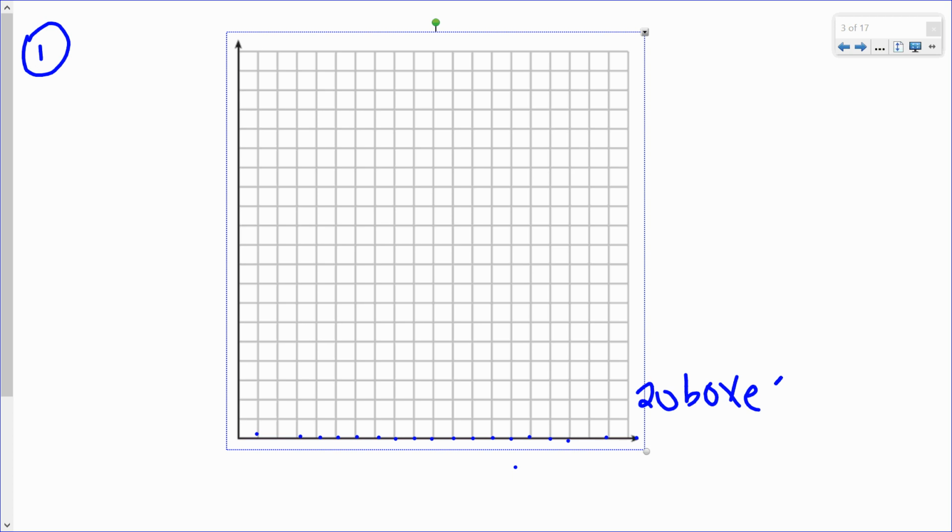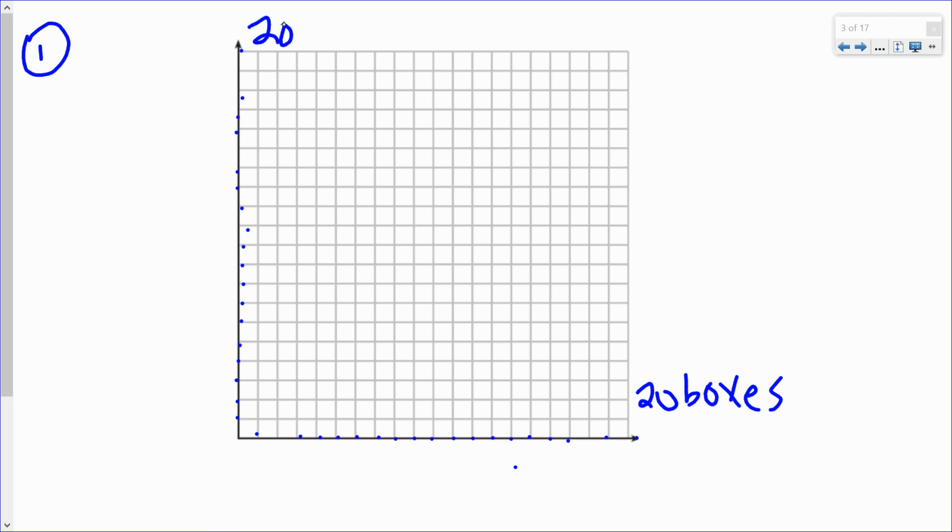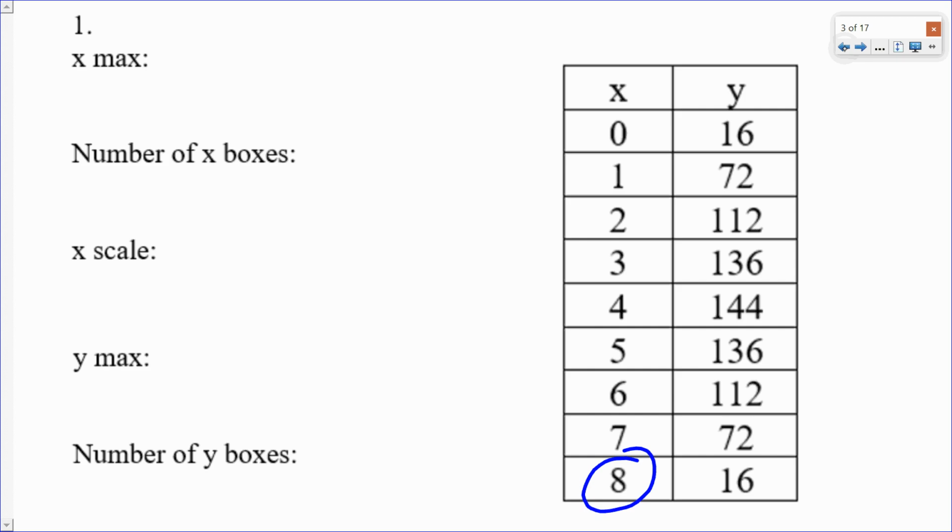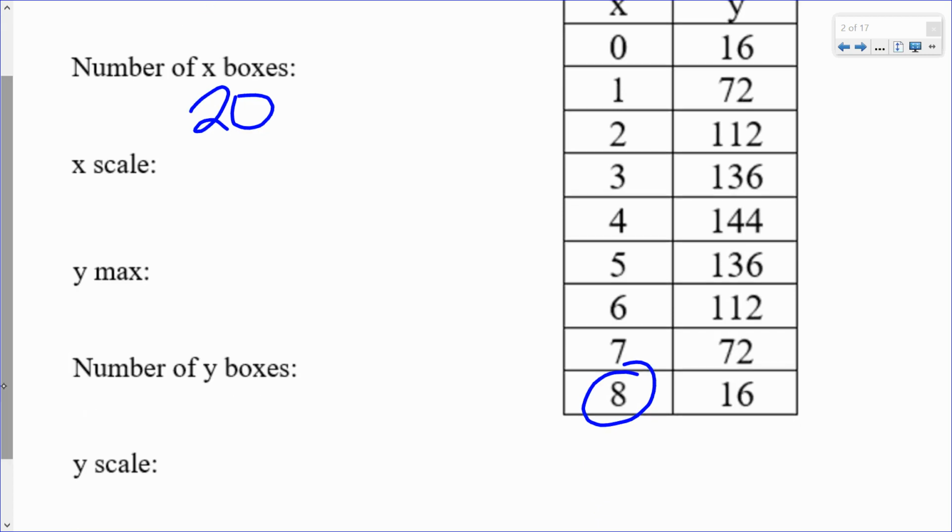And while I'm here, I'm going to count the y boxes as well. 1, 2, 3, 4, 5, 6, 7, 8, 9, 10, 11, 12, 13, 14, 15, 16, 17, 18, 19, 20. There's not going to always be the same number of boxes. You just need to count depending on the graph they give you. In this particular example, there's 20 x boxes, there's 20 y boxes. I said x boxes, I'm so funny. So the x max is 8, the number of x boxes is 20. I'm going to also fill in the number of y boxes while I'm here.